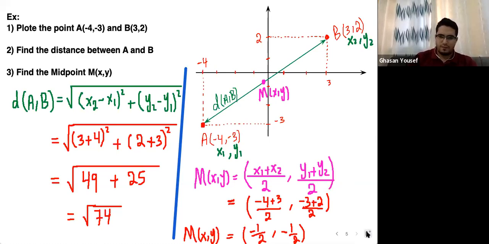Now, the new section is 1.2. So 1.2, the graph of an equation.